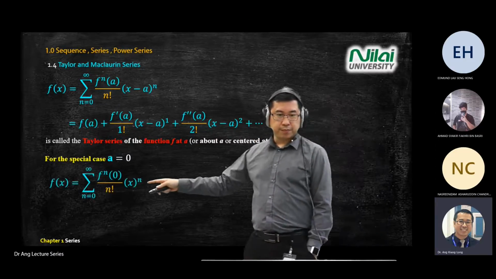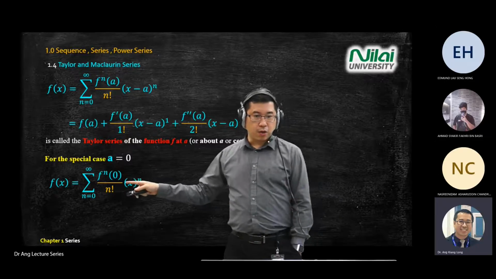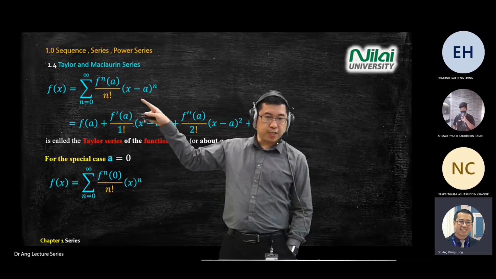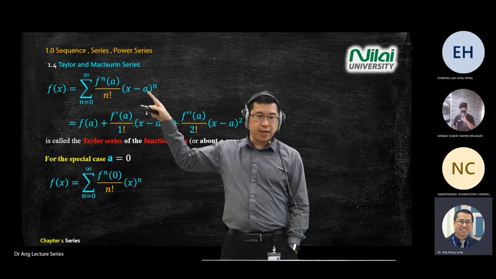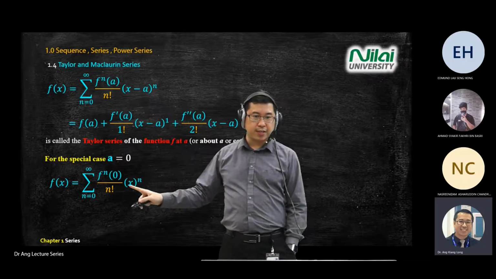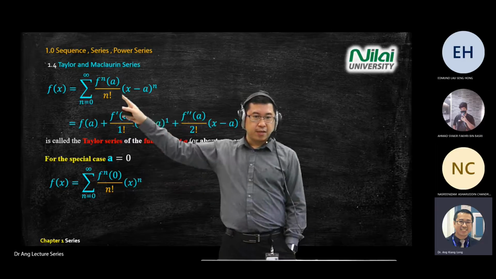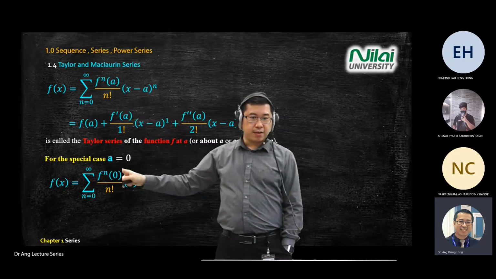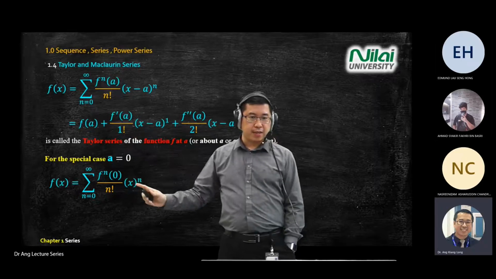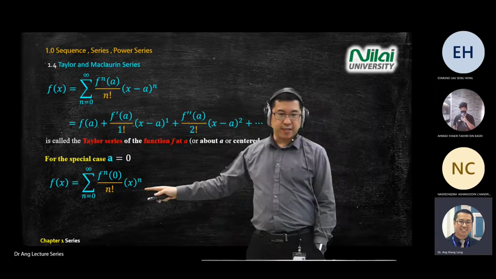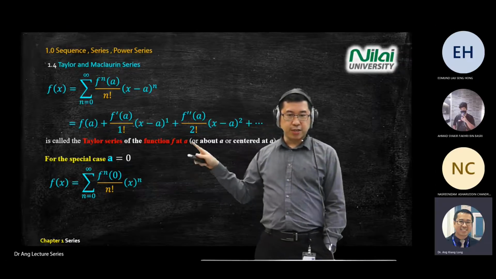You substitute your function, and your Taylor series will become, or use this equation. You substitute a equals 0, you get x. You continue to copy f^n(0) and n. And you expand this equation in this pattern.